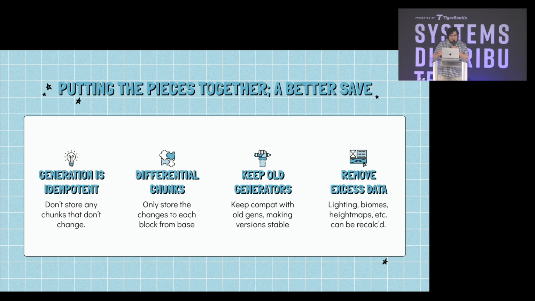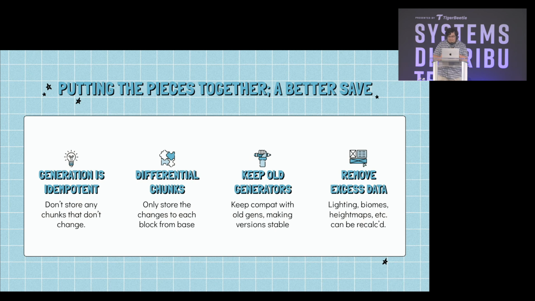This is really the heart of the talk, where we're trying to put all the pieces together, and this is a better save. Generation is idempotent. So realistically, we don't even need to store any of the data of the chunks that do not change, because we can just use the noise generation algorithm to get back the same result. The second thing we can do is differential chunks. We only need to store what the player does to change each block from the base value. So we can just store that delta instead.